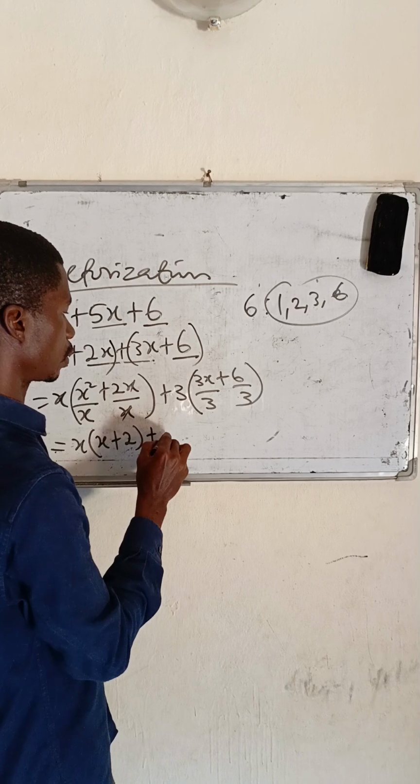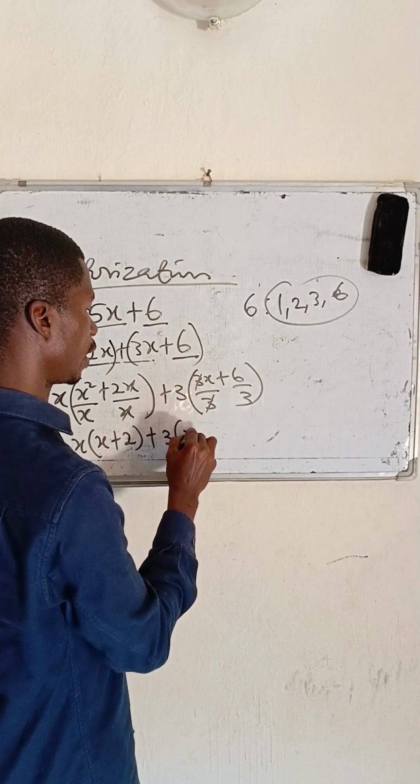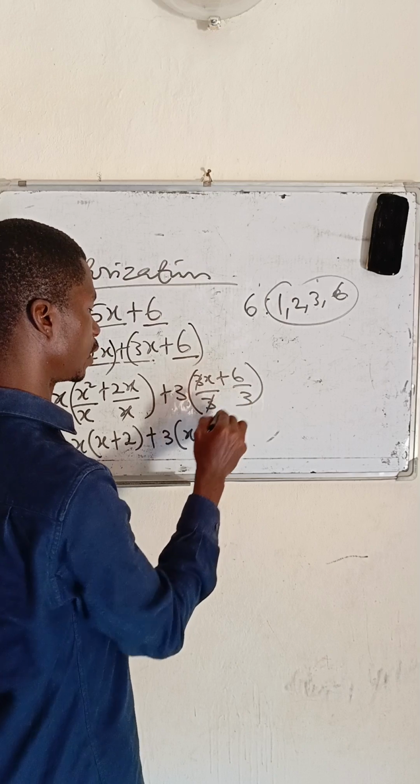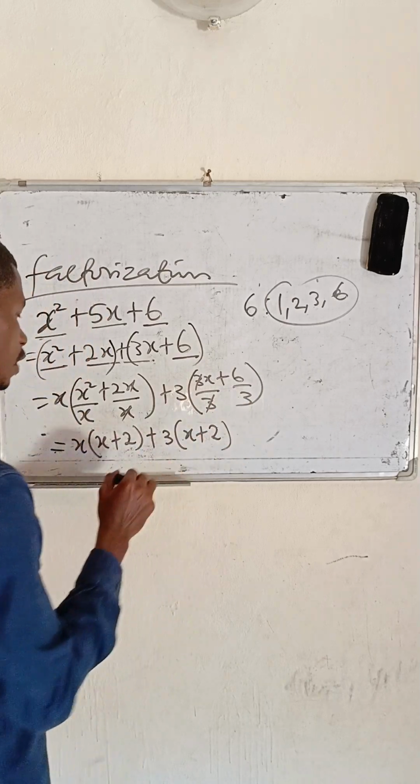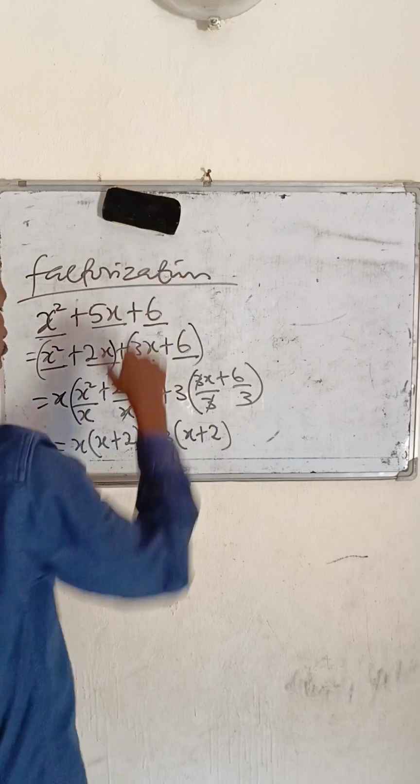You put your sign, plus 3, bracket. This and this, we have x plus this and this. This divided by this, we have 2. These two must be the same. If they are not the same, you're wrong. The two brackets must be the same.